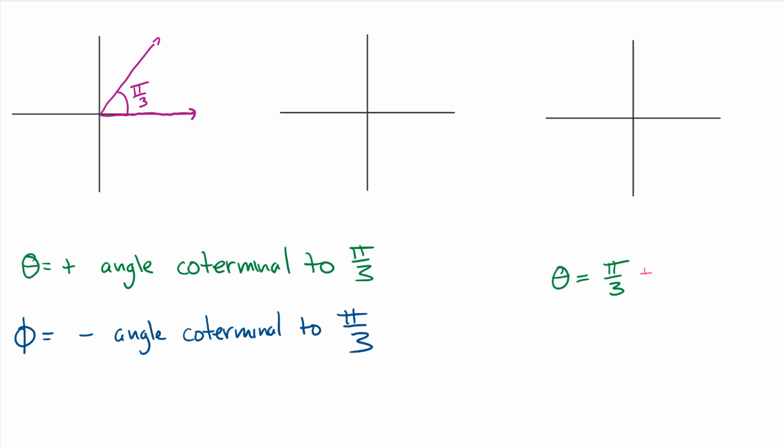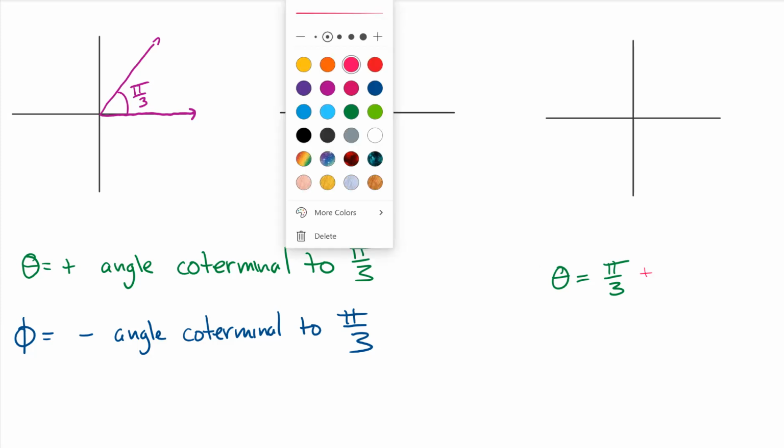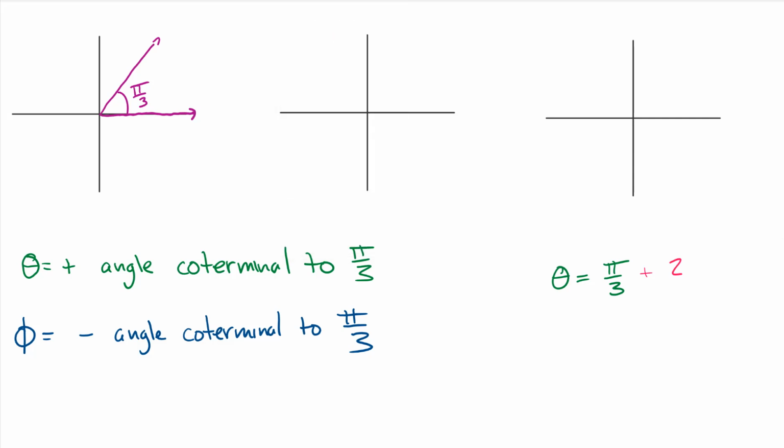So if we want a positive one, we need to add 2 pi to it, all right? We got to add 2 pi. 2 pi is the equivalent of 360 degrees. But we got to be able to add fractions. And with fractions, you need a common denominator. So let's give it a 3 on the bottom and a 3 up top. That's multiplying by 1. That's how you add fractions.